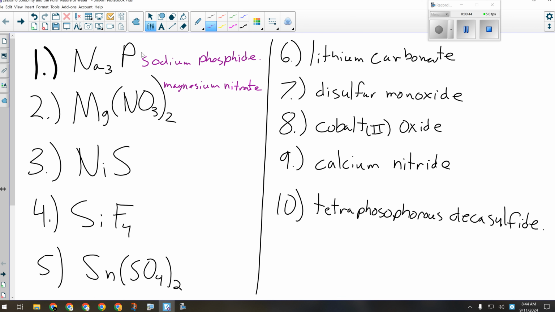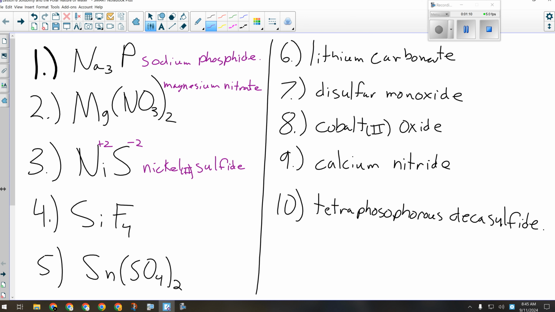Number 3, ionic or molecular? Ionic. Ionic, okay, so we got nickel sulfide. What am I missing? Roman numerals. Nickel has more than one possible charge. Okay, sulfur is a -2. There's one sulfur, there's one nickel. That means the charge on nickel has to be the same so that that compound comes out to 0. So this is nickel 2 sulfide.